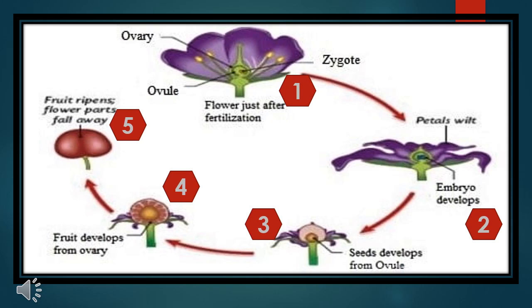Number 4 shows the fruit is developing from the ovary. Number 5 shows the fruit ripens, flower parts have fallen away, and seeds are there inside the fruit. Hope you can understand the stages which happen after fertilization, and how the flower is changing into a fruit and how the seeds are formed inside the fruit.